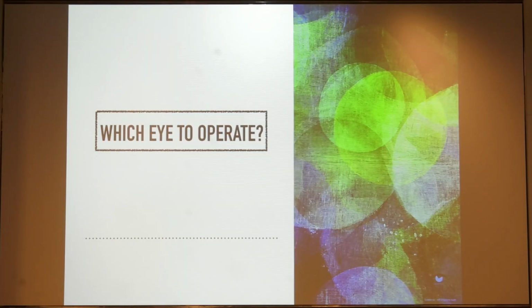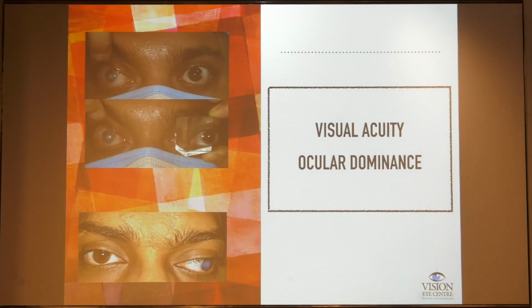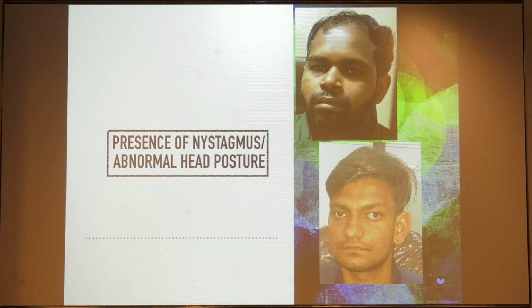So the starting point when devising a surgical plan is to determine which eye to operate. Factors that determine this decision include the visual acuity and ocular dominance. Patients with poor vision usually will not agree to get operated in the good eye. And if there is a history of any previous surgery in one eye, then the only option that we have is to operate the other eye. And the final thing is that in case of any nystagmus or an abnormal head posture, the goal of surgery is to improve the head posture.